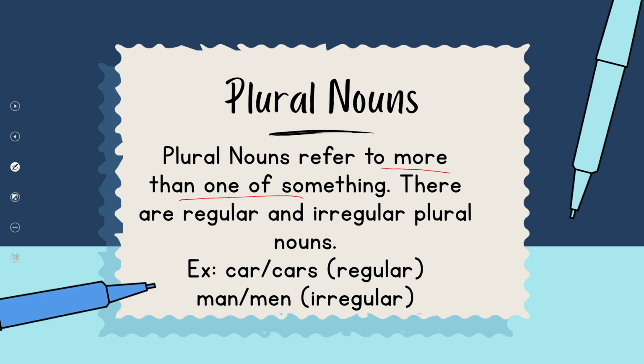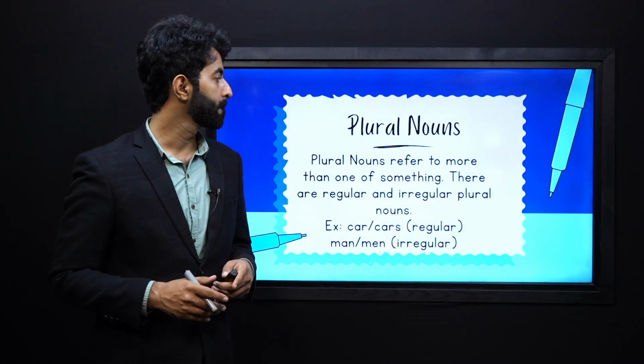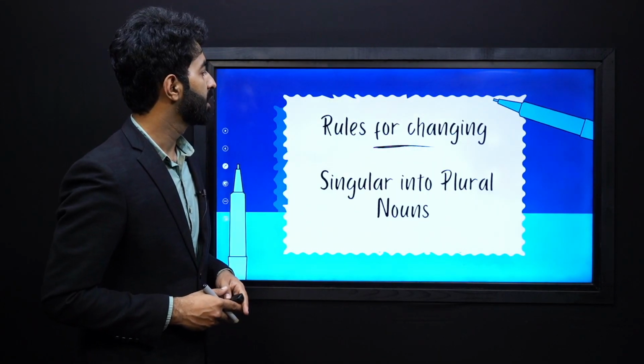There are regular and irregular plural nouns. For example, car will be cars by adding an s. It's a regular plural noun because we simply added s. Here, this one is an irregular plural noun because we replaced this vowel with this one. So such plural nouns are considered as irregular plural nouns. Let's move forward.